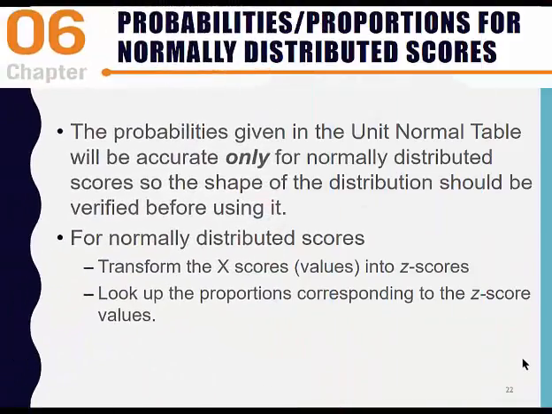When we look at the probabilities and proportions for normally distributed scores, we found that the probabilities given in the unit normal table will be accurate only for normally distributed scores, so the shape of the distribution should be verified before using it. And for normally distributed scores, we transform the X-scores or the values into Z-scores and then look up the proportions corresponding to the Z-score value.